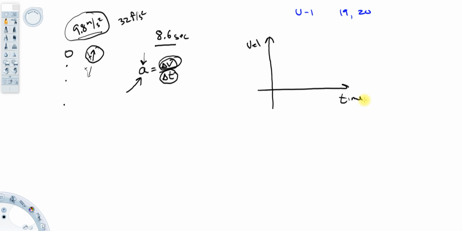And when the object is first dropped, its velocity is 0. So that data point's going to go here. And then 8.6 seconds later, meaning we're going over here to 8.6. Now, in your homework, this might be a different number. Our velocity is going to be whatever we got here.